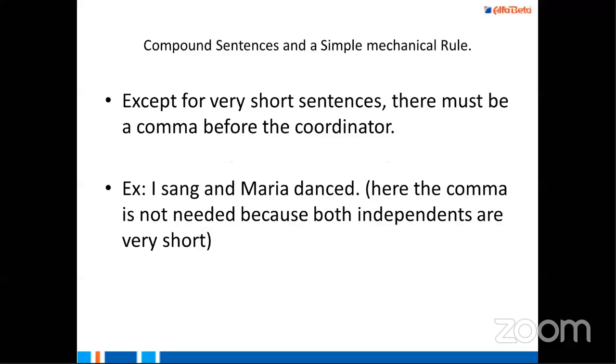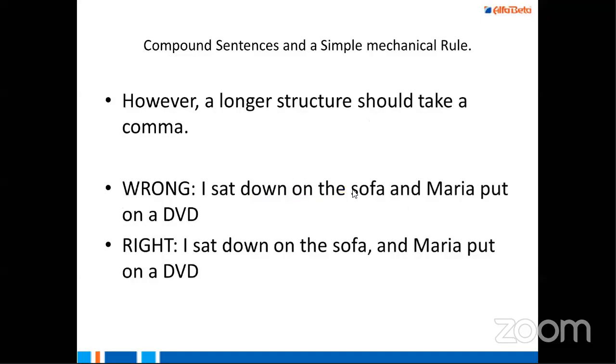Now first, let's learn a very simple comma rule with a compound sentence. Whole sentence, there is no gap. I sang and Maria danced. However, when you repeat this sentence that you see right at the bottom of the screen now, there's a small gap at this point. I sat down on the sofa and Maria put on a DVD. So in a slightly longer SVO, the comma is quite imperative.